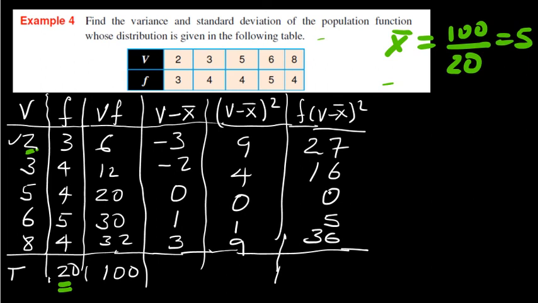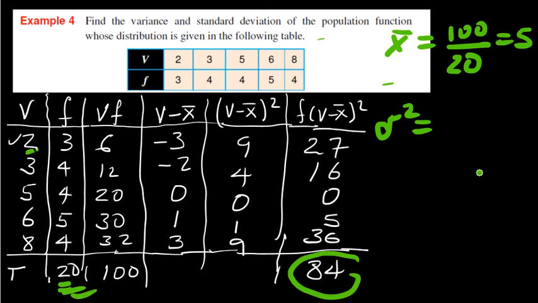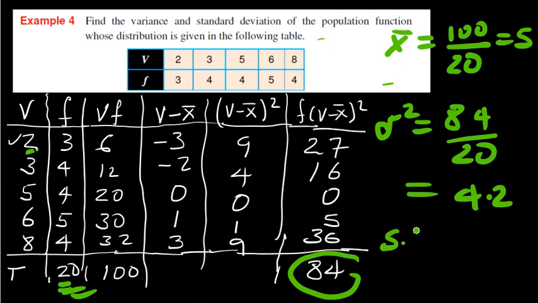When you add it, it's going to be 84. Therefore, the variance will be, okay, we will take this sum, then divide by the total frequency. It's going to be 84 over 20, which will be 4.2. Done. And the standard deviation will be the square root of 4.2. Done. So this is it.